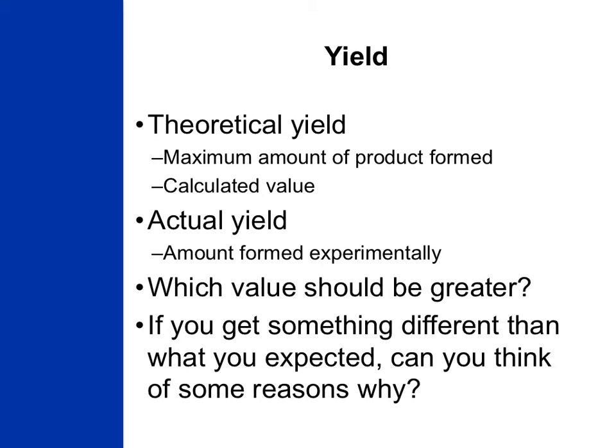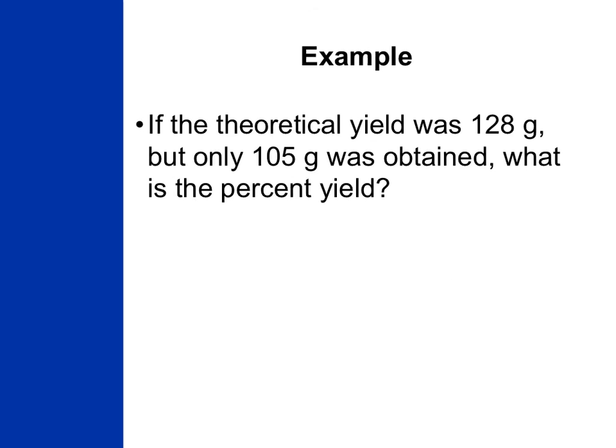This is part of your error analysis in your discussion section as part of your lab report. Let's look at a quick example on how to determine our yield. Remember, our theoretical yield we calculated previously was 128 grams, but let's say we only obtained 105 grams when we did the reaction. What's our percent yield?